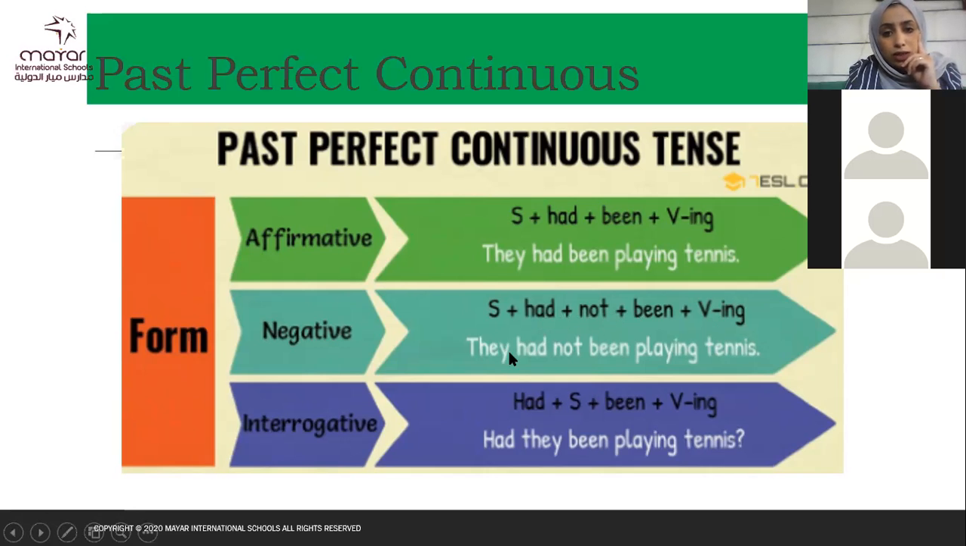So now the negative: subject, had, and you just add not to it. Then the verb with ing: they had not been playing tennis. In the interrogative form, or the question, you ask using had first, then you have the subject. So it's like you're switching them. So had, subject, been, the verb with ing: Had they been playing tennis? And definitely with a question mark.